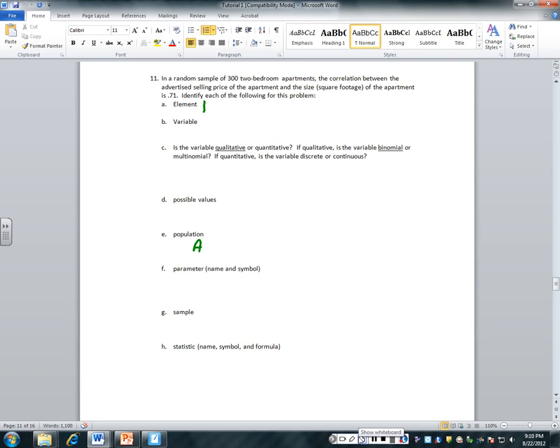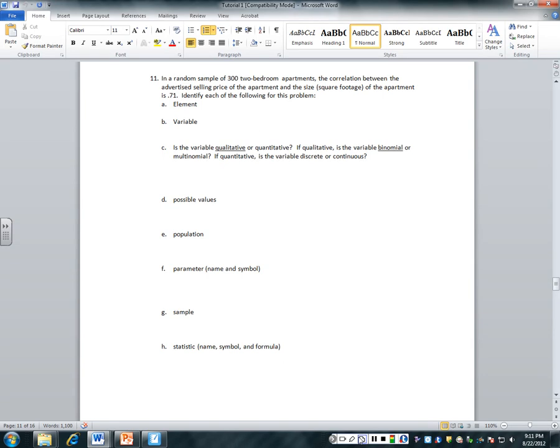I'm going to go through all these. The element was one two-bedroom apartment. The variables were selling price and size or square footage of the apartment. Those were both quantitative and continuous. Possible values for the selling price could be $120,000, $180,000, $46,000. So just different selling prices of apartments. Square footage could be 800 square feet, 8,000 square feet, 1,500 square feet, just possible values there.